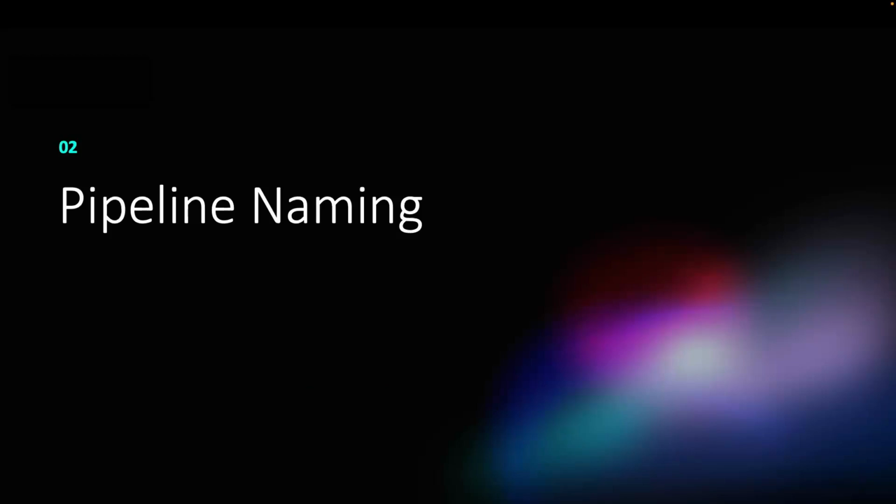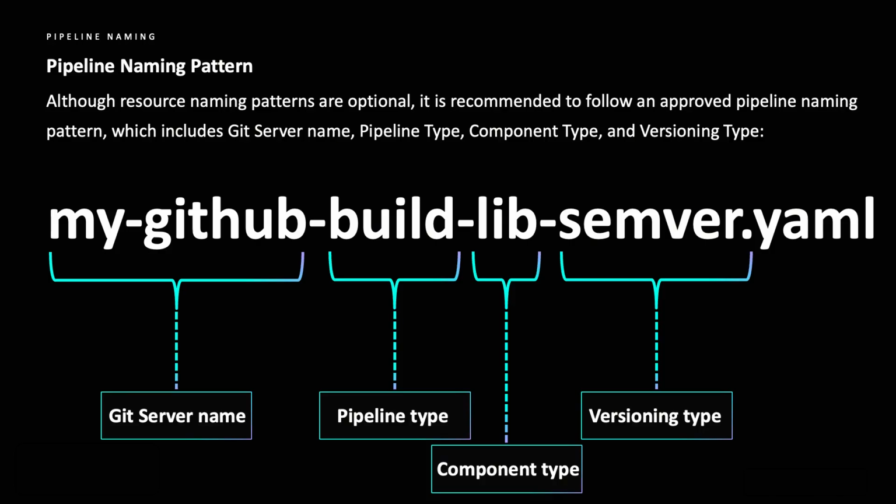When creating pipelines on your own, we should keep our resources organized. This is why we recommend following the concrete pattern when creating new pipelines. The recommended naming pattern starts from the Git server name. Don't confuse it with your Git provider name. Then you add the pipeline type, component type, and versioning type, separated by dashes. Following this pattern is not mandatory, but it greatly simplifies navigation between resources.